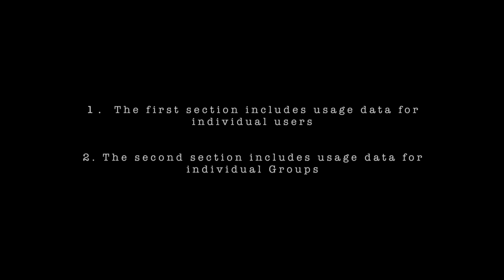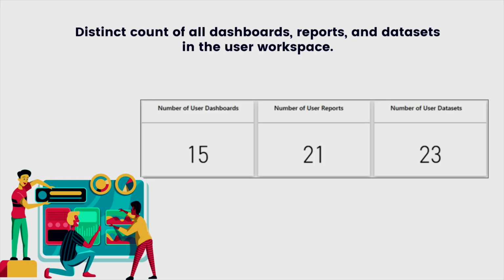The very first section includes usage data for individual users, and the second section has similar information for the groups. The very first metric that you are going to see is the distinct count of dashboards, reports, and data sets in the user workspace. So you will get to know over here how many dashboards there are, or the number of reports, or the number of data sets.